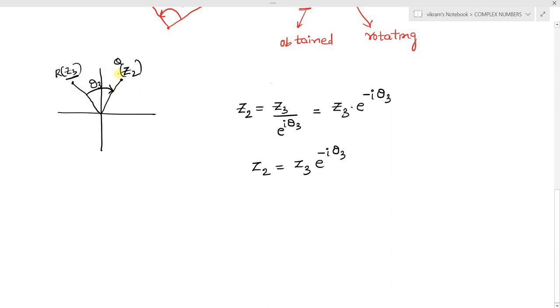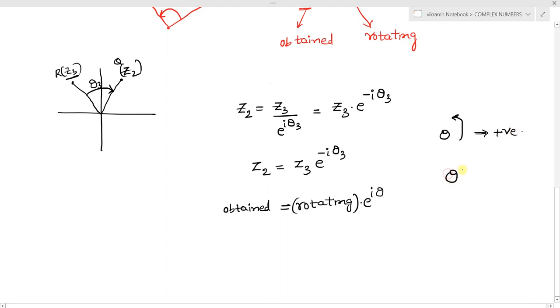Now we have to rotate by an angle of theta 3. So first we need to write it in rotation form: the obtained, required complex number equals the rotating complex number times the exponential of some angle theta. If theta is in the anti-clockwise direction, theta should be taken as positive. If theta is rotated in a clockwise direction, the theta value should be taken negative. This is the way of rotating a complex number to get a complex number of equal length.